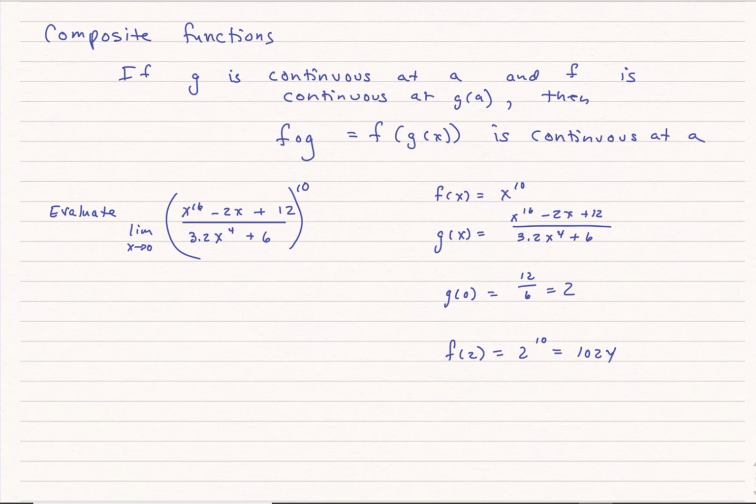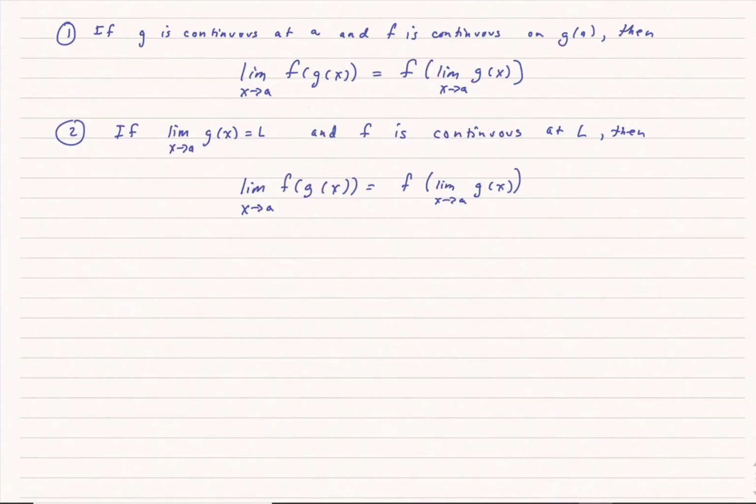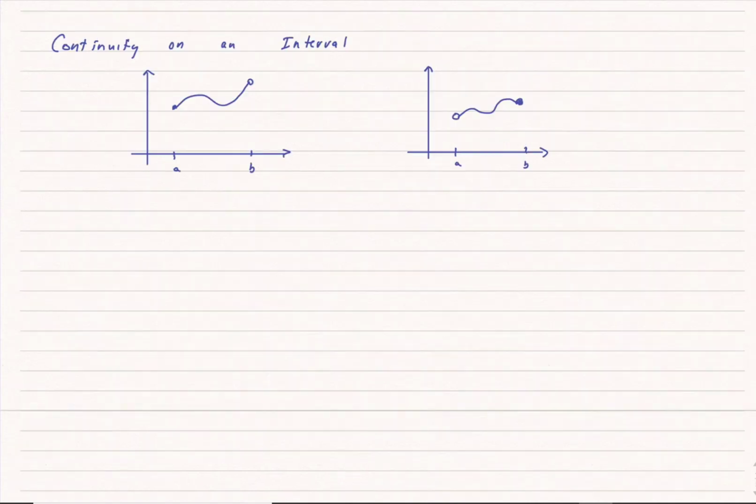We can expand this a little bit to another theorem. If g is continuous at a and f is continuous at g of a, then the limit as x approaches a of f of g of x is simply equal to f of the limit as x approaches a of g of x. Number 2 looks awfully similar, but I have not said that g is continuous. I merely say that the limit of g of x as x approaches a is L. So that's a little bit less strenuous of a requirement than saying that g is continuous, because remember, continuity implies not only does this limit exist, but it also happens to equal what happens when I plug a into my g of x.